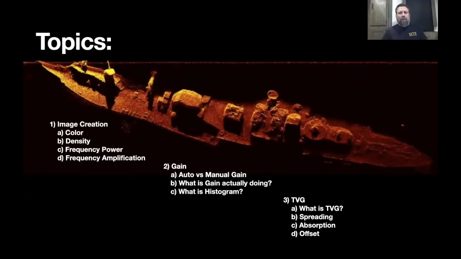All right, the topics we'll be covering today are going to be image creation, gain, and TVG. Now with image creation, a lot of it has to do with color and density, which we went over in great detail in our first video, which was the basics to side scan sonar. And you should really go check that one out before you watch this one. What we will be covering today is frequency, power, and amplification. After that, we'll get into gain, auto gain, and histogram, and how those play a role in your actual images.